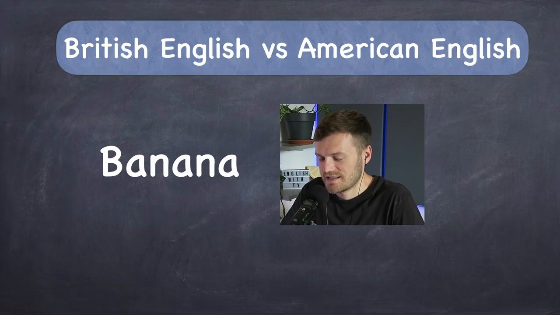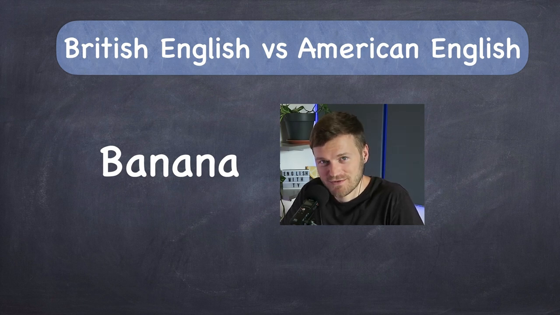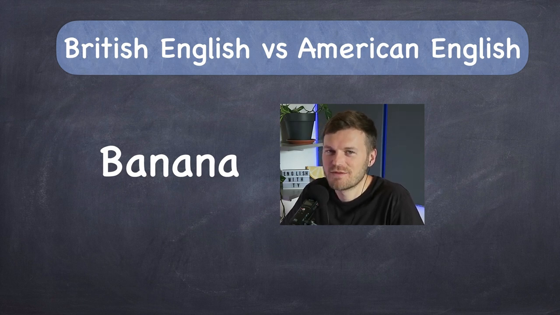The next word is spelled B-A-N-A-N-A. It's a fruit. And how would you pronounce that one? Here it gets a little interesting, because in British English, all the A's are basically R's: "banarna." In American English, it's quite similar, but the middle A is pronounced differently: "banana." So British English, "banarna," and American English, "banana."